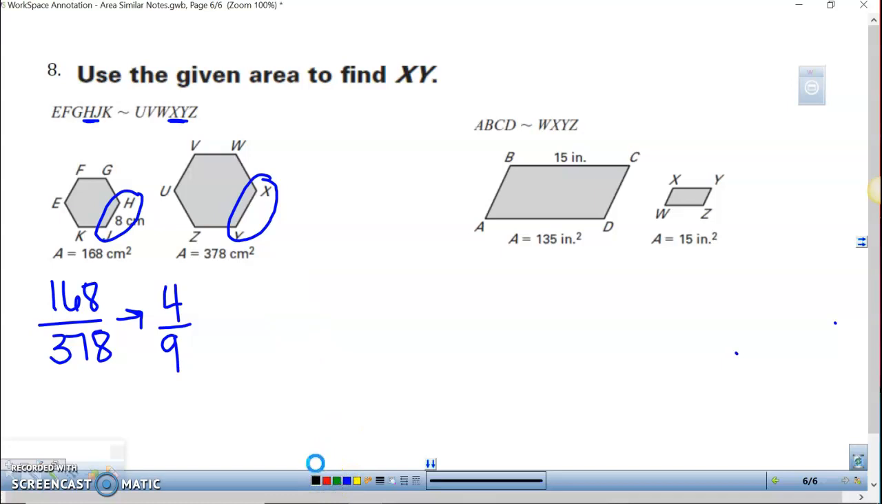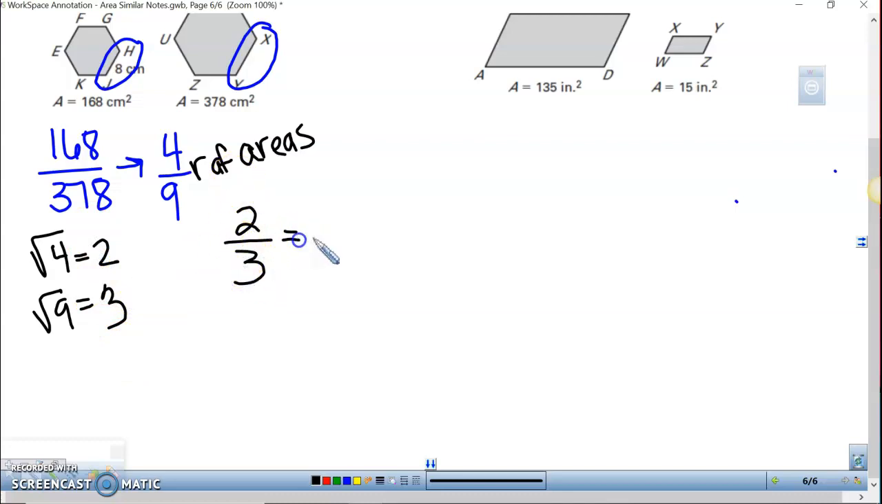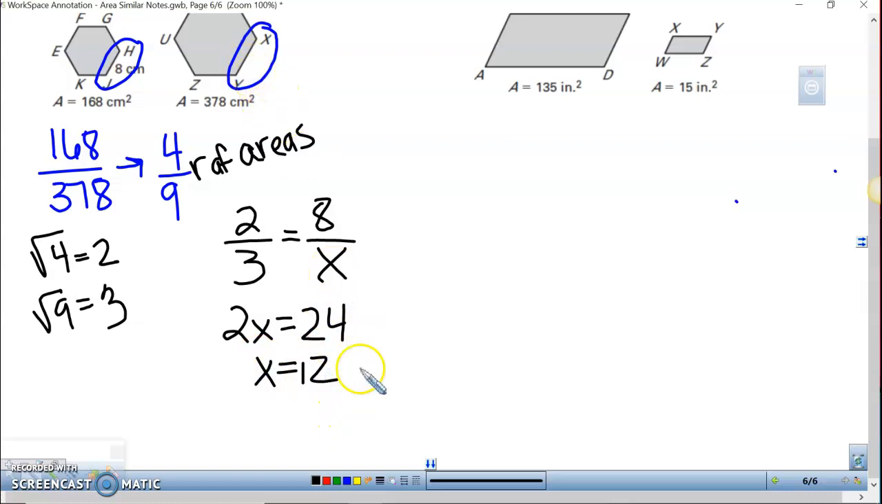Now we're trying to find a side length, okay? Side length is one-dimensional. This is still representing area. This is the ratio of the areas, okay? We need to find a side length. So we're not going to use 4 out of 9 to go into our proportion. Nope, because that would be a silly mistake. We are going to square root both of these. Then we're going to use this ratio to find a missing side length. This 8 is the smaller polygon, so I'm going to put it with the smaller number in the ratio. And lo and behold, we are going to cross multiply and divide. So that side XY is 12 centimeters.